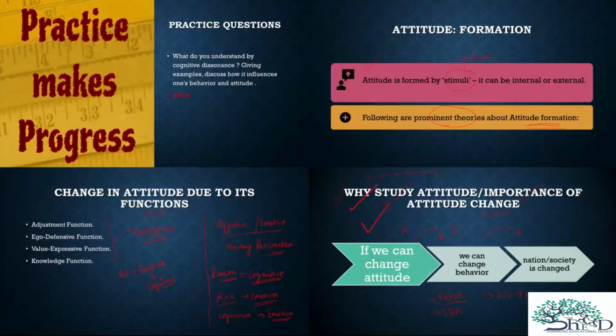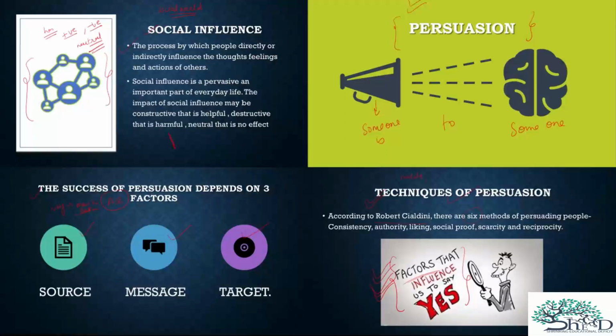Then we came to social influence. What do we understand by social influence, and how or why does it affect us? There are various ways by which you get influenced, like conformity, reactance, obedience, leadership, socialization. Then the final way you get influenced, or the most important one mentioned in the syllabus, is persuasion.